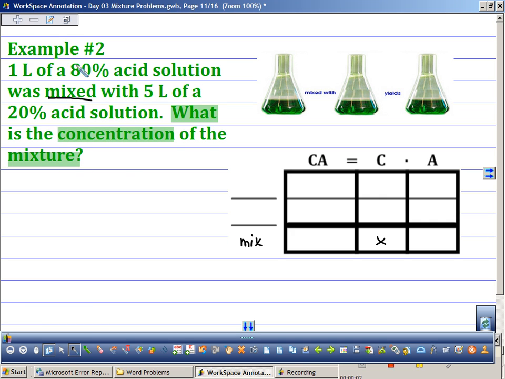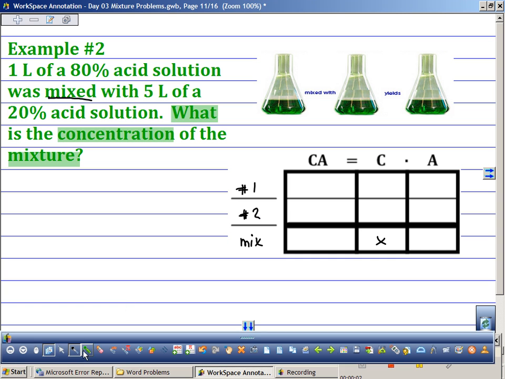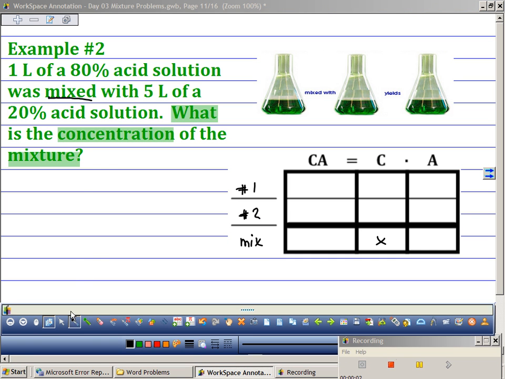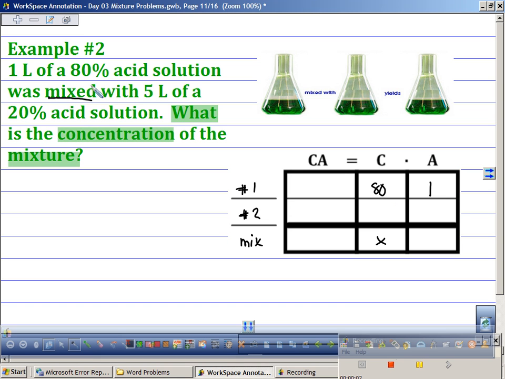Let's go back and see what the rest of this stuff is. It talks about acid solutions, 2 different types. They didn't name them. So what could I name them? A and B. Okay, I was going with number 1 and number 2. We'll do that. 1 liter of 80% acid solution. Let's call him the first one. So what goes here? 1. And what goes here? 80. Was mixed, so we know we're adding them, with 5 liters of 20%. What goes here? 5. And what goes here? 20.